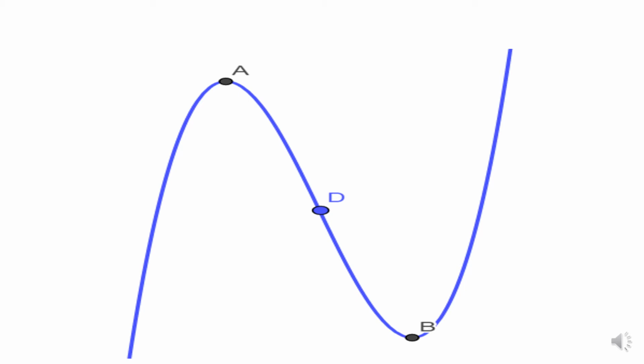Let's have this equation, this function, or this graph of a cubic function. The shape of it is telling us that the value of a is greater than 0, because if it starts to have the maximum and the minimum, it means that the value of a is greater than 0, which means the coefficient of x cubed is greater than 0.